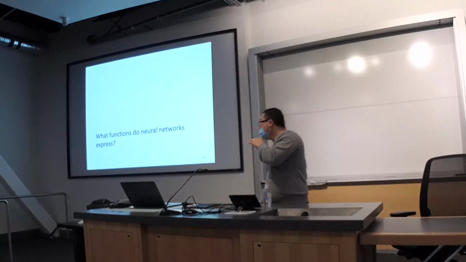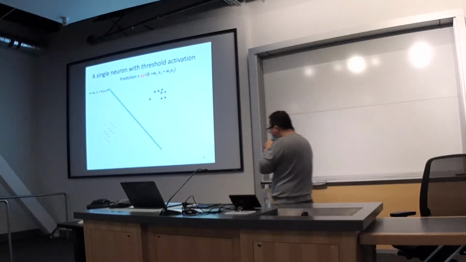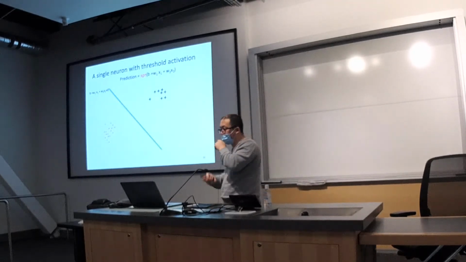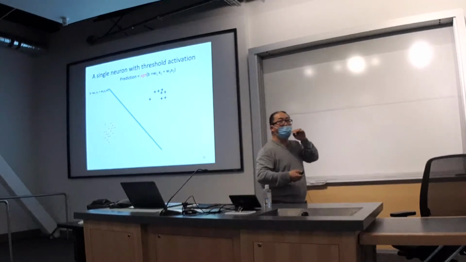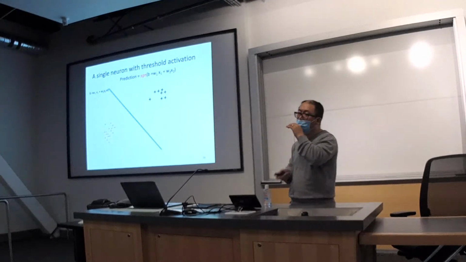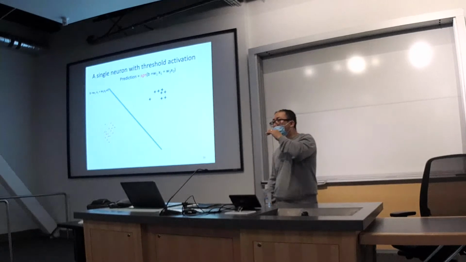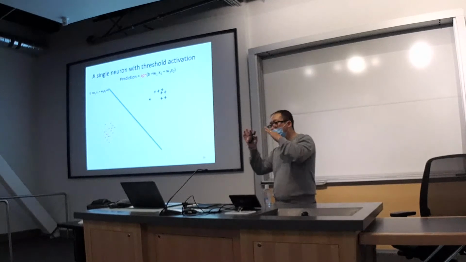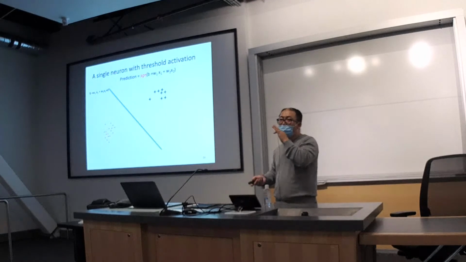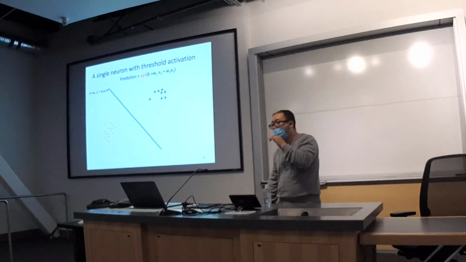So, for a single neuron, like a linear threshold activation function, we have discussed a lot, right? It's just a linear classifier. We know they can only represent a linear hyperplane. It's a hyperplane in high-dimensional space. In two-dimensional space it's just a line, right? It's quite limited.